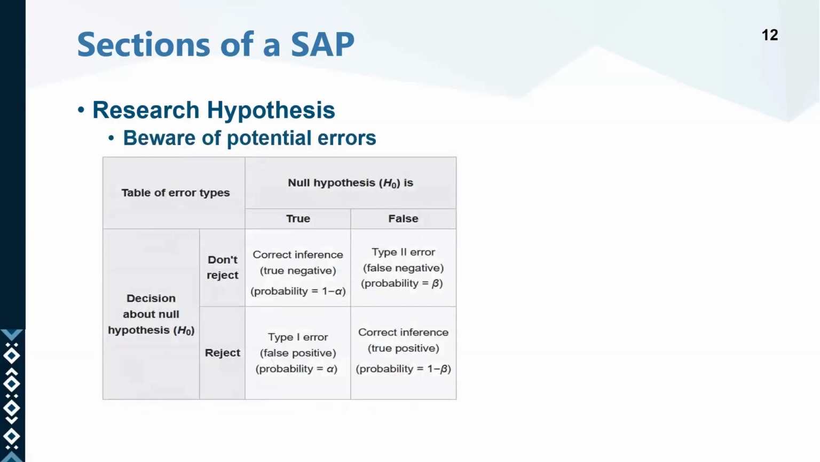Also, you have to bear in mind that whether we reject or we fail to reject our null hypothesis, we are bound to have some errors. So you have to also make way for that, like the type 1 error where we reject a true null hypothesis, or a type 2 error where we fail to reject a false null hypothesis.